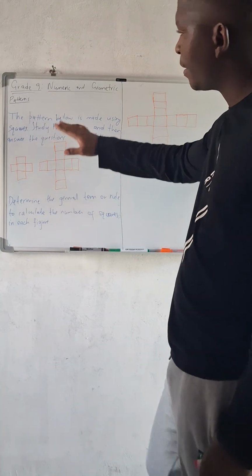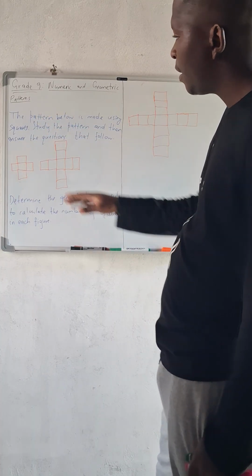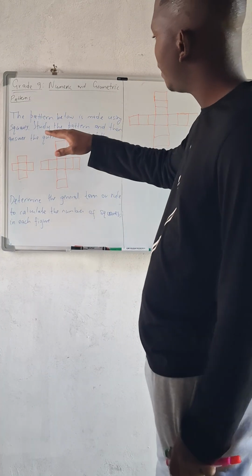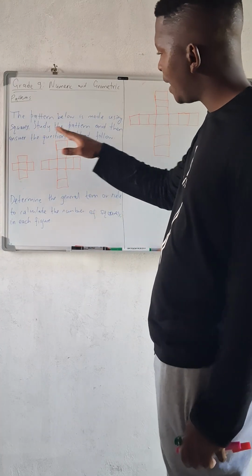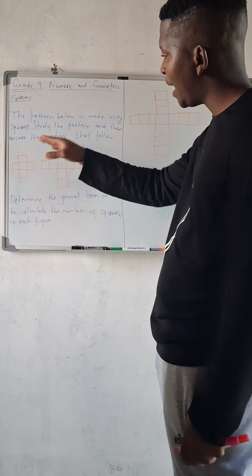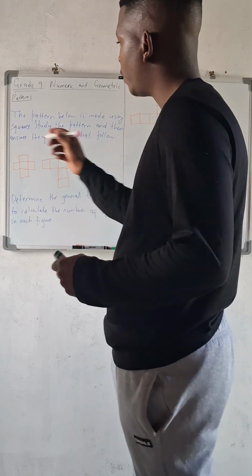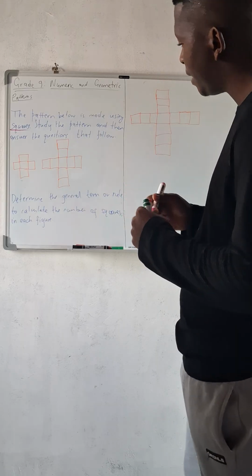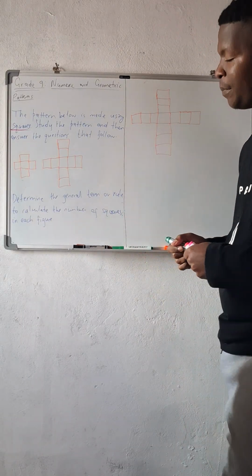So let us talk about numeric and geometric patterns. They're saying the pattern below is made using squares. As you can see, study the pattern and then answer the questions that follow. Right here, we're talking about squares. So let us go through this pattern.